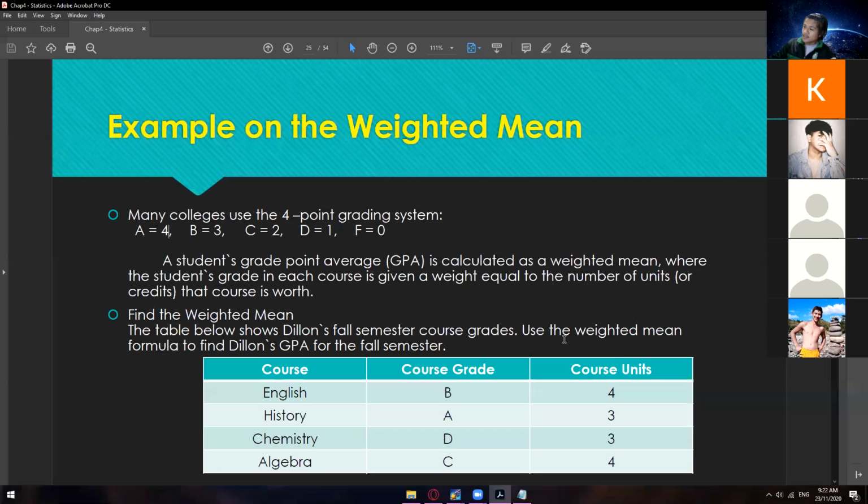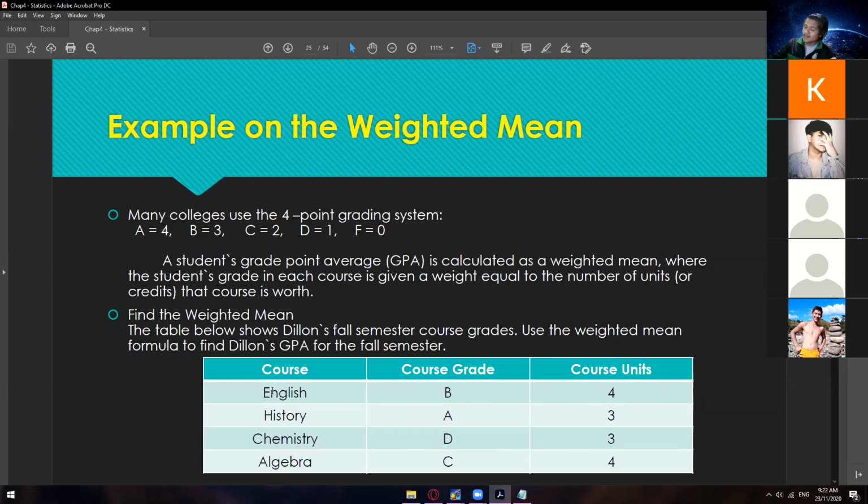Okay. So yes, course units matter in that certain school. The question is: find the weighted mean. The table below shows Lun's fall semester course grades. Use the weighted mean formula to find Lun's GPA for the fall semester.